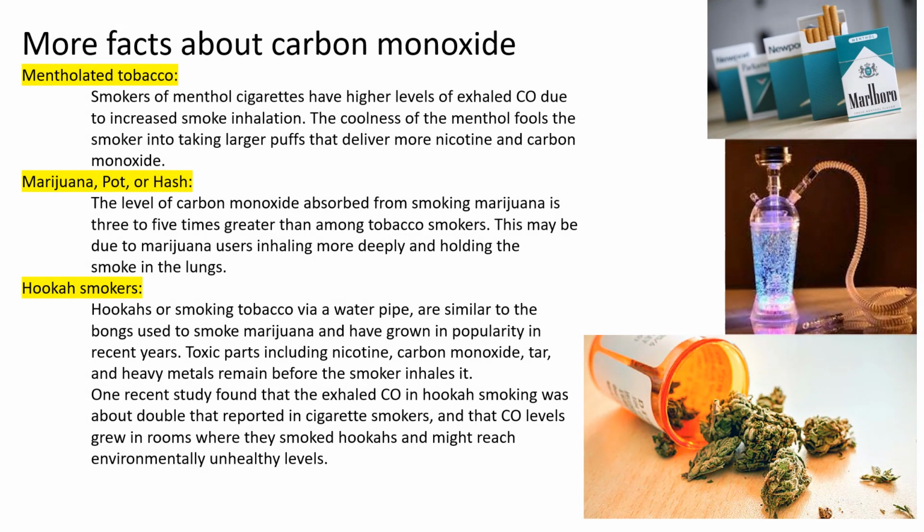More facts about carbon monoxide. Mentholated tobacco. Smokers of menthol cigarettes have higher levels of exhaled CO due to increased smoking inhalation. The coolness from the menthol fools the smoker into taking larger puffs that deliver more nicotine and carbon monoxide. Marijuana, pot, hash. The level of carbon monoxide absorbed from smoking marijuana is 3 to 5 times greater than among tobacco smokers. This may be due to marijuana users inhaling more deeply and holding the smoke in their lungs.